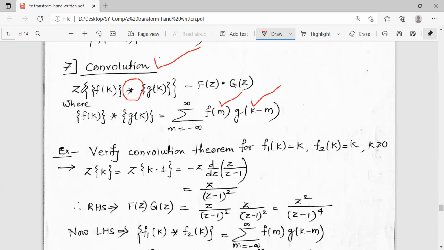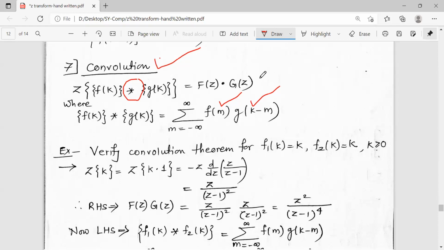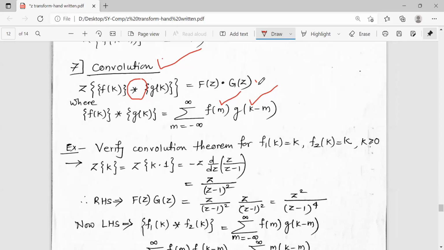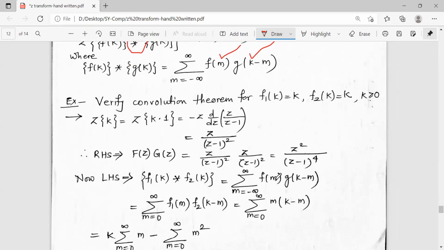So what happens to its Z transform? The answer is that you just take the product of their transformed answers, that is F(z) multiplied by G(z). So F(z) into G(z) is the Z transform of the convolution of the two functions. Here one example is shown for the verification, when f1(k) is k, f2(k) is equal to k, and k is greater than or equal to 0.